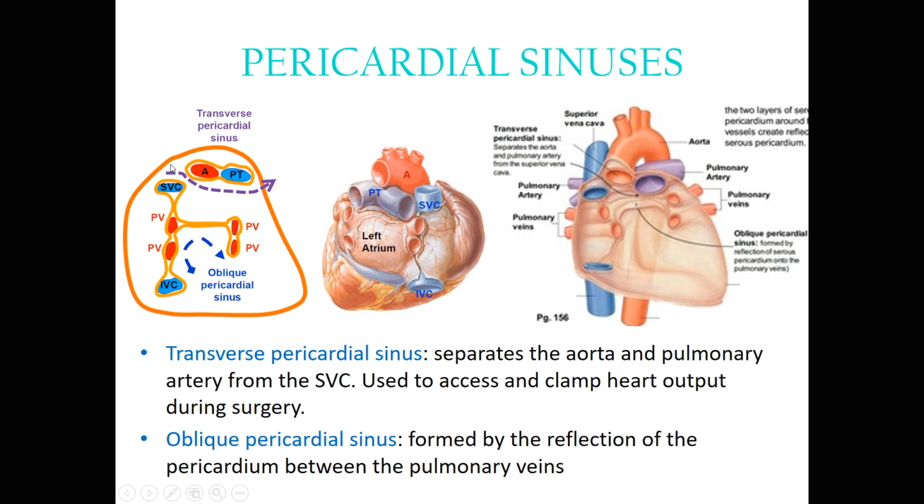Now for the transverse sinus, you can slip in behind the superior vena cava and anterior to the aorta and pulmonary trunks. So if you want to stop the blood supply out to the body and the lungs, then you're going to be able to clamp these via the transverse pericardial sinus.